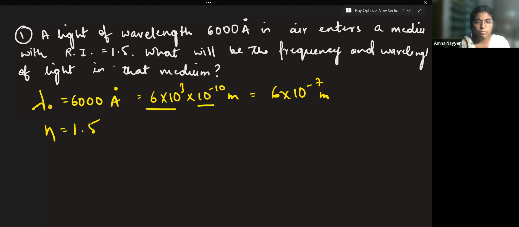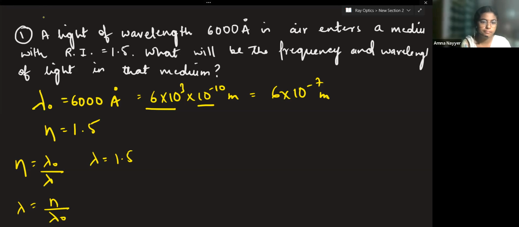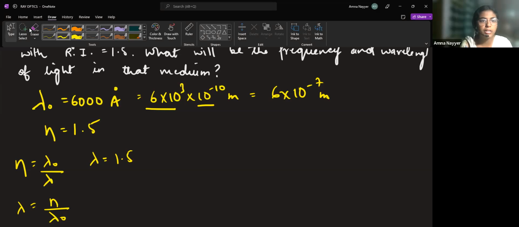See, n is what? n is equal to lambda naught divided by lambda. So wavelength in that medium we can find out. Wavelength will be what? Lambda we are finding, no? So this becomes lambda naught by n.